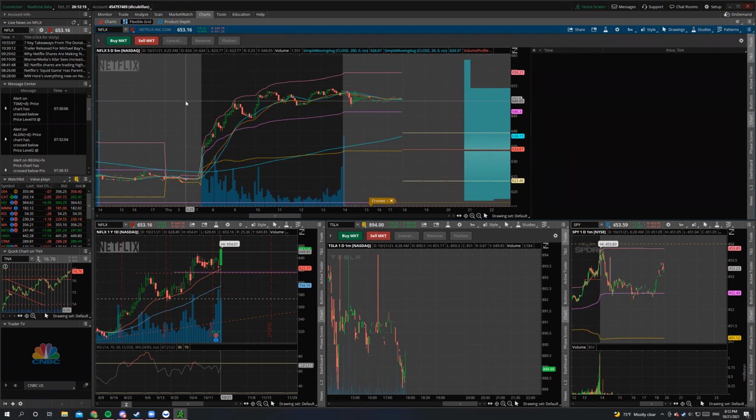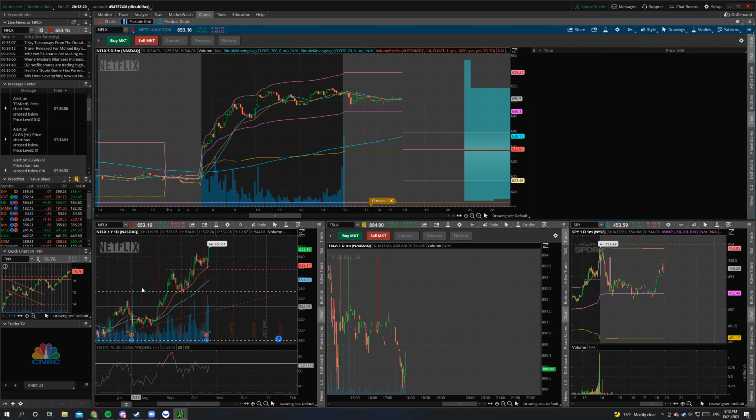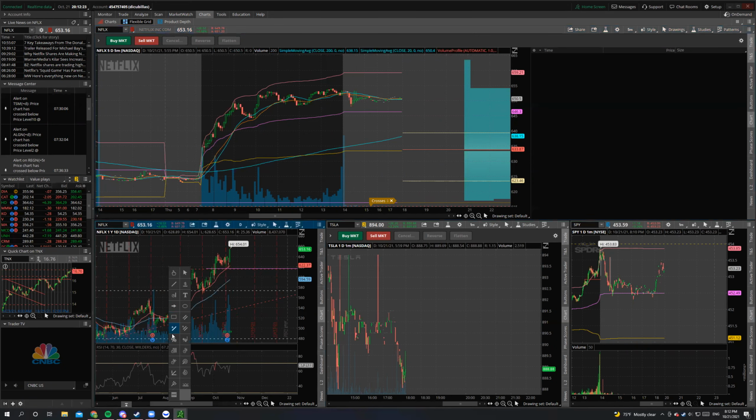So that's how I use it. I don't know how other people use it. And this goes to a ton of time frames, right? A ton of time frames, daily time frame, right here.